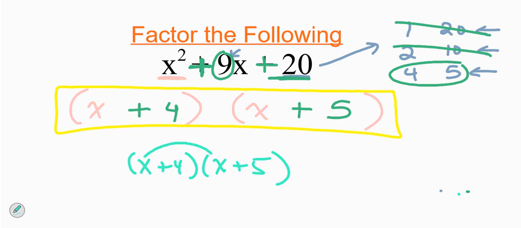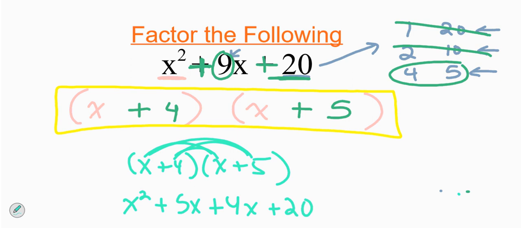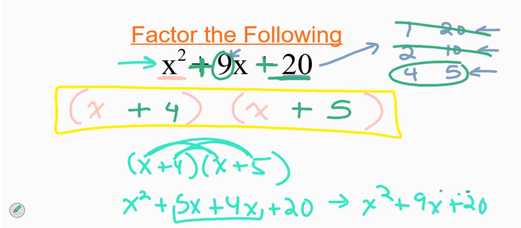We could say x times x is x squared, x times 5 is 5x, 4 times x is 4x, and 4 times 5 is 20. And so look, we've got like terms we can combine, and look what happens. We just went back to what we started with. So that's the really cool thing. When we're factoring a quadratic, we're really undistributing. Cool. All right, but once again, this is your answer. So I'm not going to keep showing you this part because I think you get it. You don't have to see it over and over again.